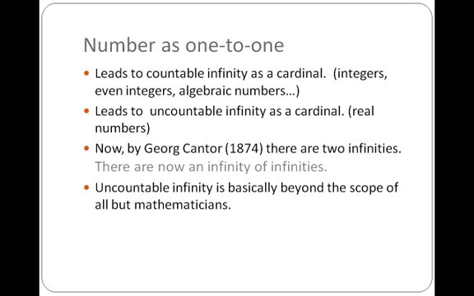So this was the derivation or invention of Georg Cantor in 1874, when he discovered there are two infinities. So we would jump from zero infinity, or only potential infinity, a la Aristotle, and in 1874 there are suddenly two very, very different infinities. Uncountable infinity is basically beyond the scope of most folks, except for us mathematicians.